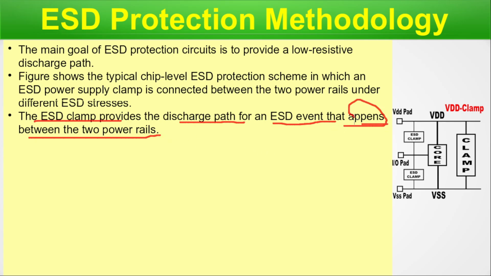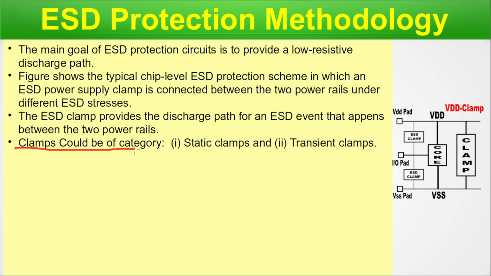Clamps should be of the category of static clamps and transient clamps. Clamps could be of two different kinds of circuit operation. One is static, another is transient, based on the nature of the operation.